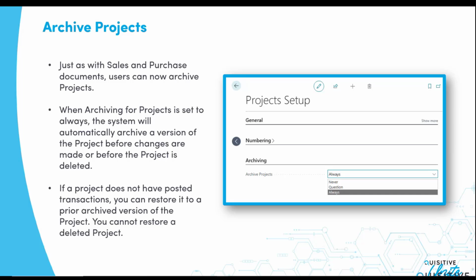So in your project setup, you will have to go in and determine how you want to archive: always, meaning it's just going to archive anytime there are changes made; question, so it will ask you each time if you want to archive that version of the project; or never, if you don't want to retain any archives at all. The system will default this to never as the feature is rolled out. So you need to actually go into your project setup window and make that change if you want to make it question or always.